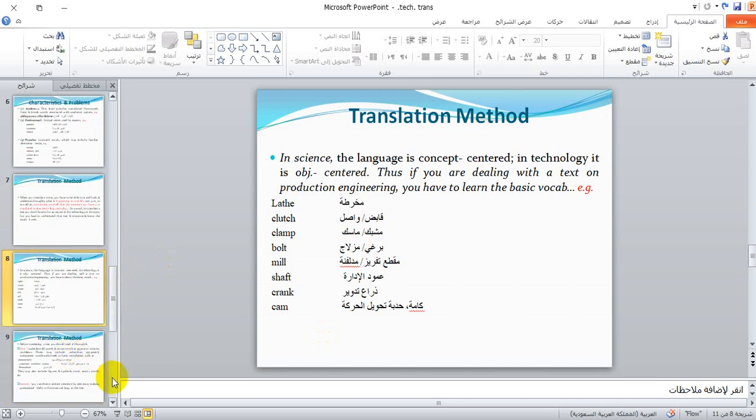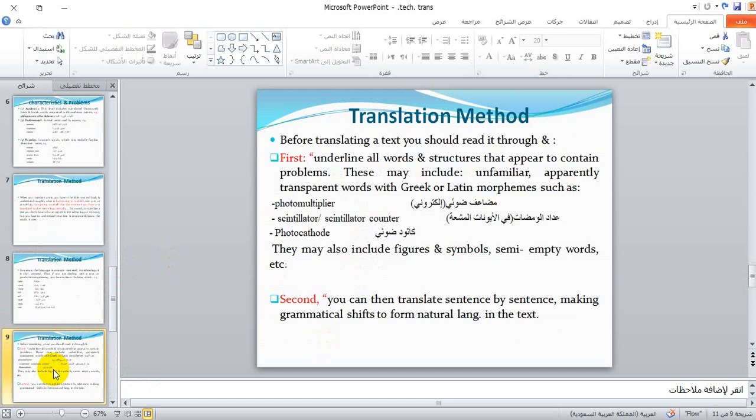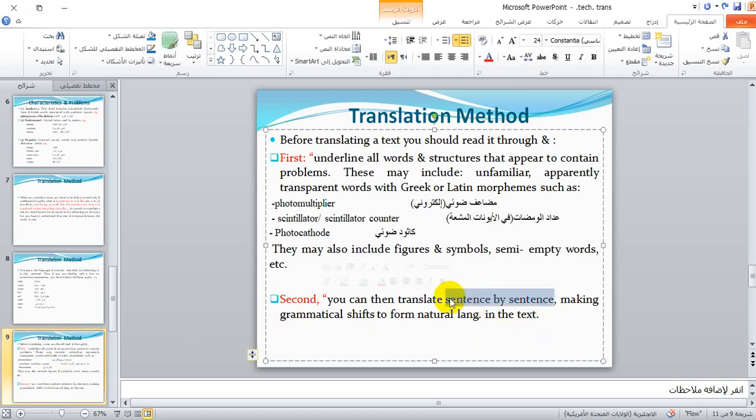The third advice is that before translating a text, you should read it through, underlining all words and structures that appear to contain problems. This may include unfamiliar, transparent words with Greek or Latin morphemes such as photomultiplier, scintillator counter, photocathode. And you can then translate sentence by sentence, making grammatical shifts to form natural language in the text.